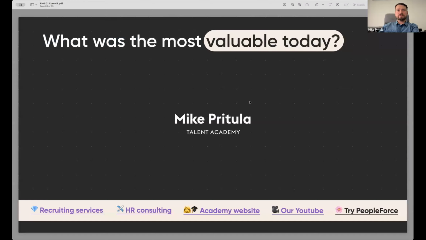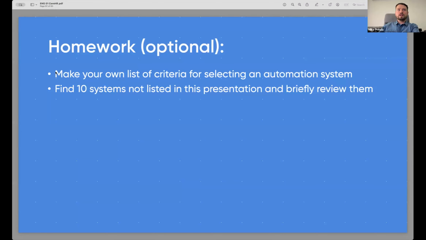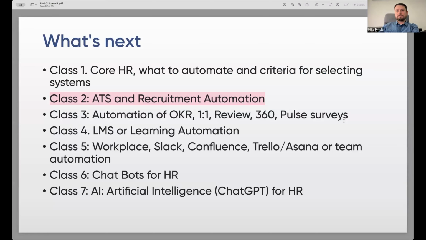Now coming back to the presentation. So the homework: either make your own list of criteria for selecting an automation system, or find 10 systems not listed in the presentation and briefly review them.